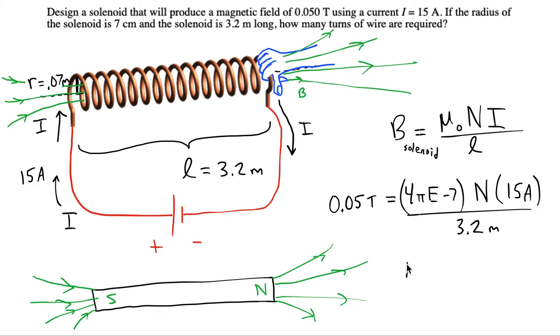And now we can solve for N. It tells us how many coils we have to have, like how many times we have to wrap this thing around in order to create the effect that they want. I'm getting 8,500 turns. Which is a lot of turns.